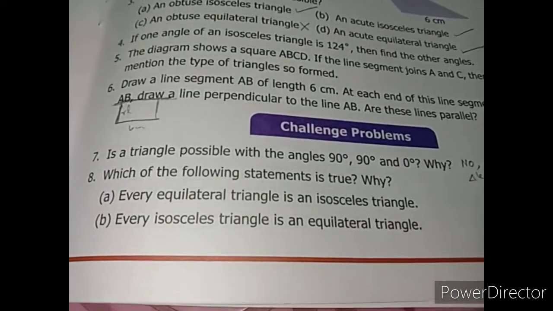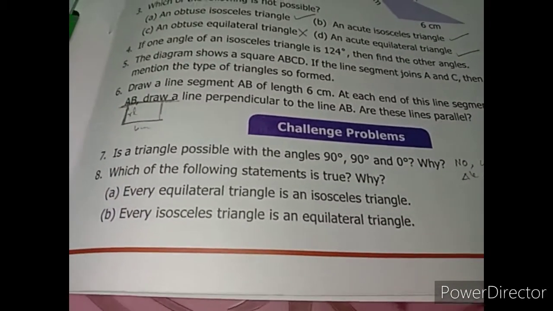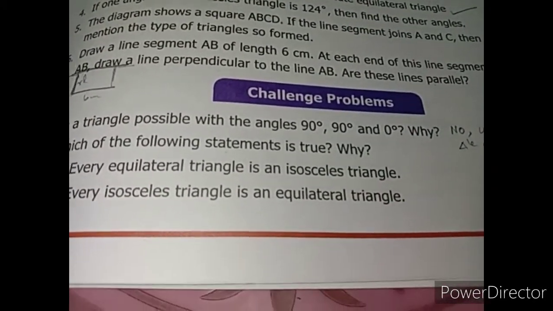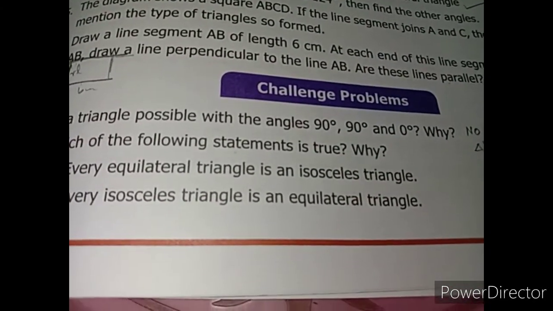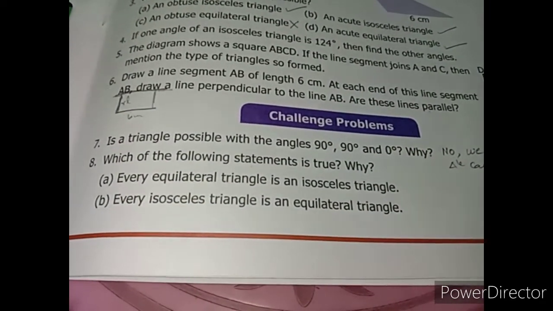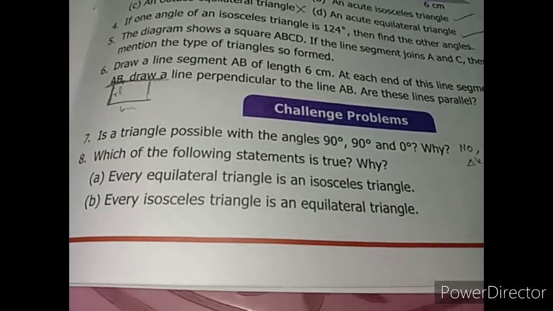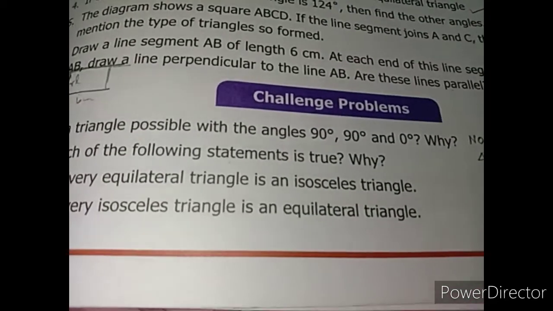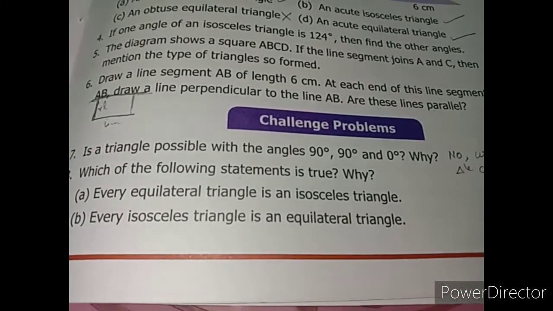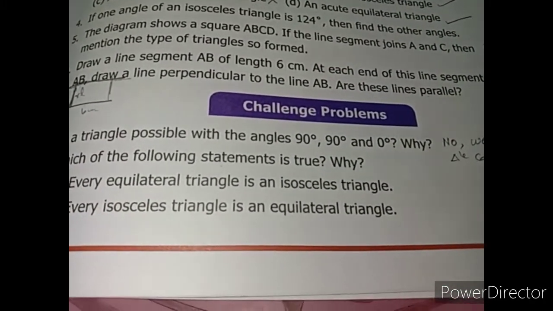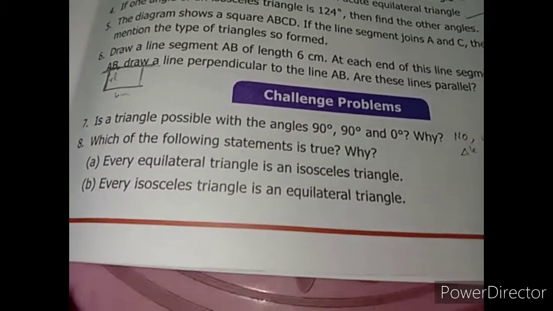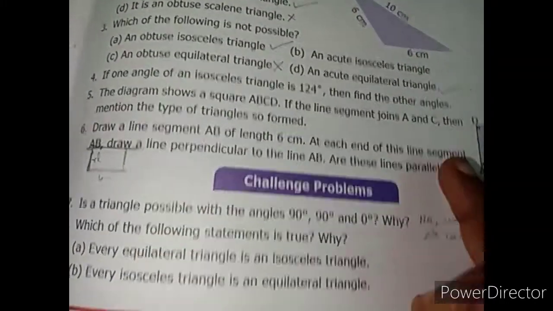Every equilateral triangle is an isosceles triangle, because if you see an equilateral triangle, what is an equilateral triangle? All the three sides will be equal. One side may or may not be equal, but the other two sides will be equal in an isosceles triangle. So that is true.